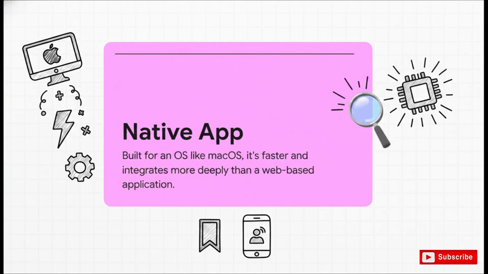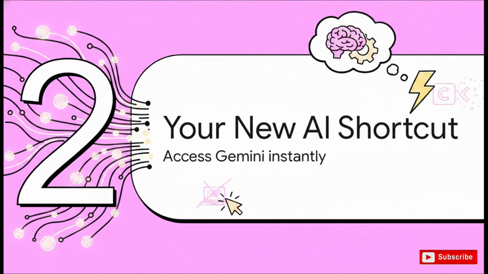So you might be asking, what's the big deal with a native app? Well, unlike just a bookmark or a web link, a native app is built from the ground up to speak the same language as your operating system. What does that mean for you? It means it's way faster, it's more responsive, and this is the really key part, it can integrate deeply with everything else happening on your computer. And that deep integration, well, that's what leads to the real magic trick here, your brand new AI shortcut.